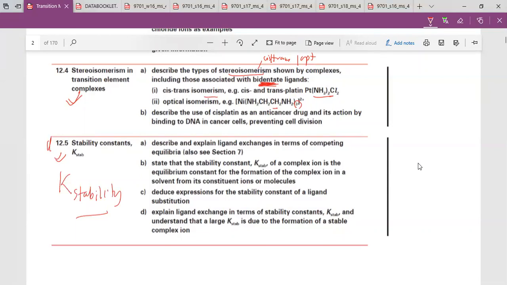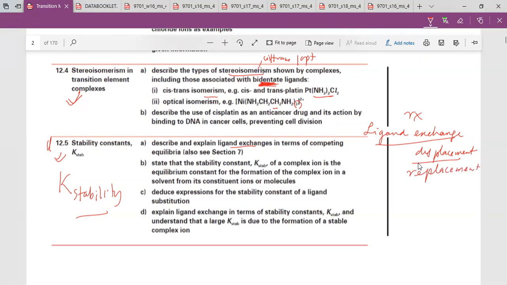Describe and explain ligand exchanges. Now the reaction is called ligand exchange. If I ask you what kind of reaction is this, it's called ligand exchange. It's the most popularly used term. Ligand exchange or ligand displacement. There are a couple of names given for this reaction. Ligand exchange is the most popular, or displacement, or replacement, where one ligand kicks out another ligand because of more stability.